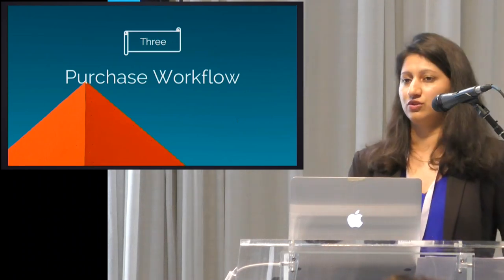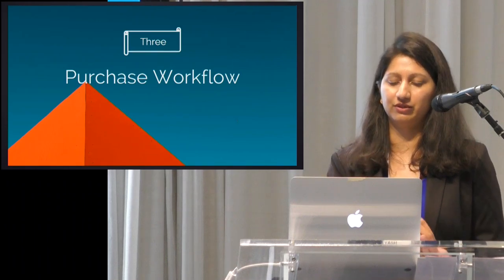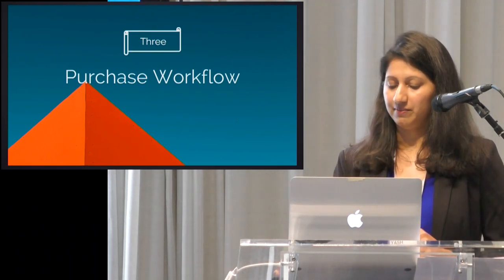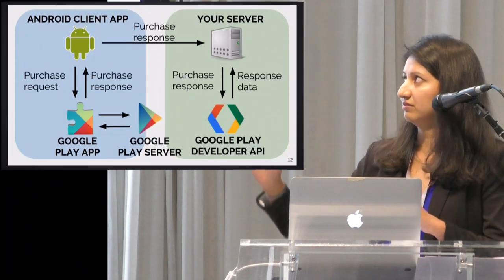So this brings us to the purchase workflow. What does this look like? Now we have an idea of what revenue models to use and what the products are, but how do you start implementing this? So this is the entire workflow.